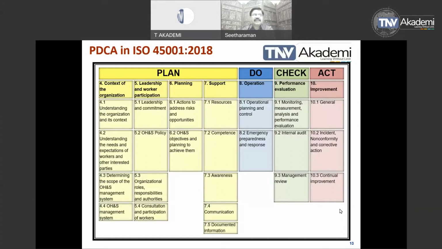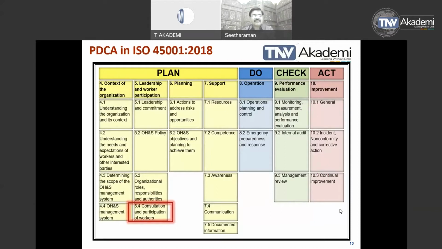Now the PDCA, if you look at it here, is more or less the same as all other management system standards. Clauses 4, 5, 6, 7 are involved in planning. Then 8 is operation, check is performance evaluation, clause 9, and act is improvement. But the only change you can see here is the consultation and participation of workers, which is not present in any other standard. Along with the leadership, that clause 5.4 is very important.